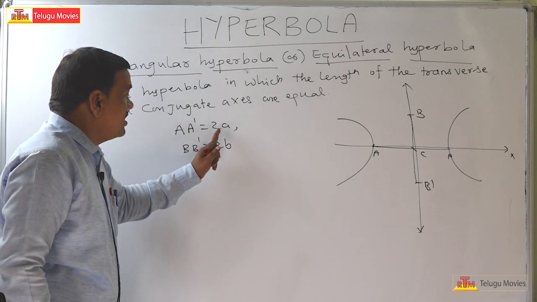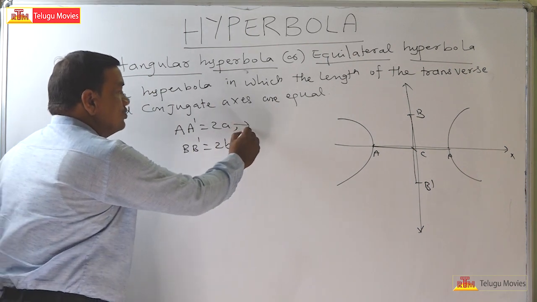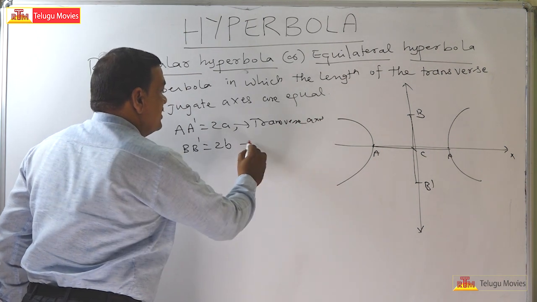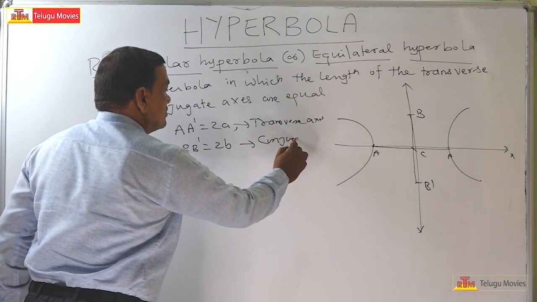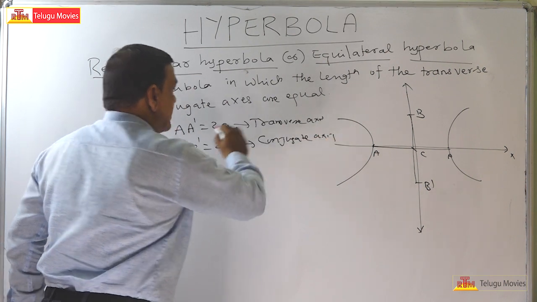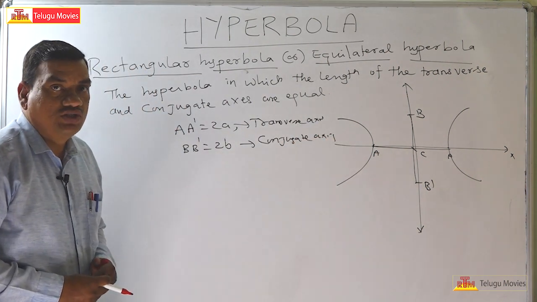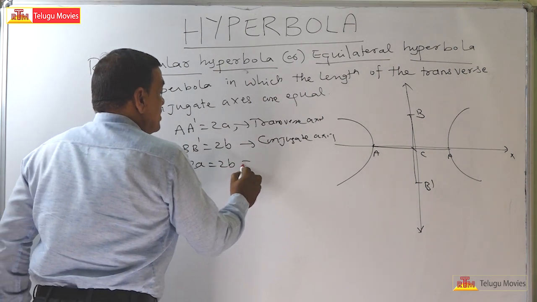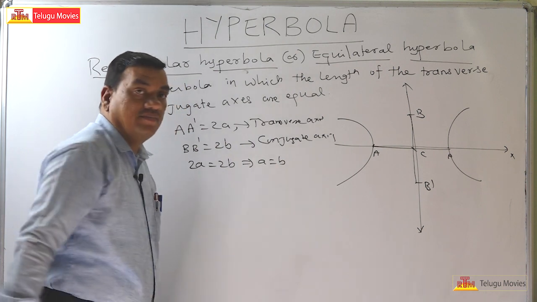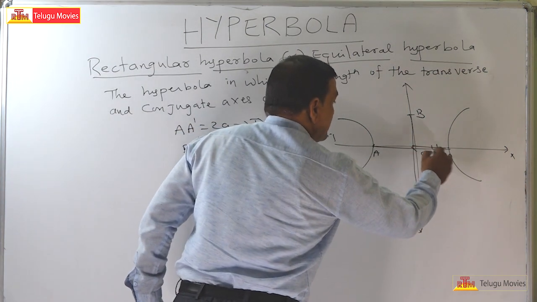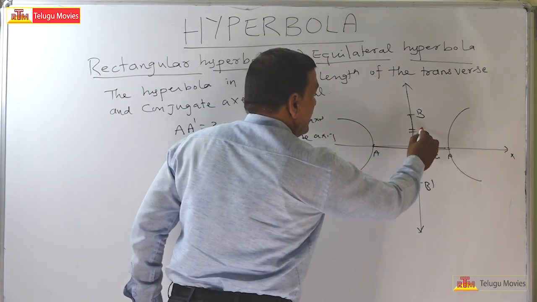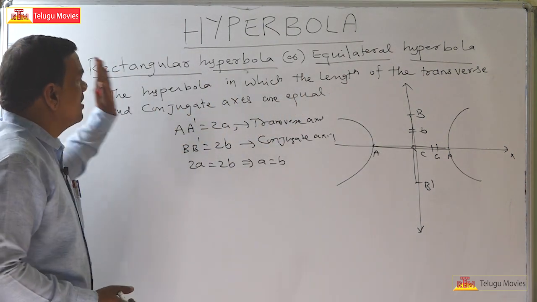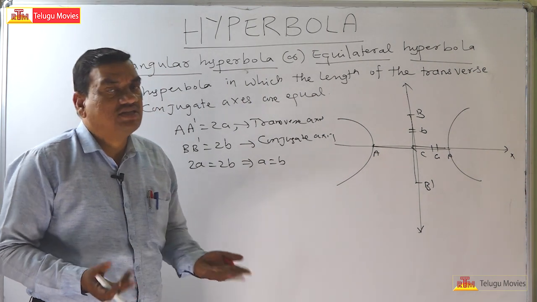So here, what is the length of the transverse axis? This is the transverse axis and this is the conjugate axis. If these two are equal, that means 2A is equal to 2B, which implies A is equal to B. That means CA is equal to CB. This is A and this is B. Then that hyperbola is named a rectangular hyperbola. Otherwise, it is simply a hyperbola.